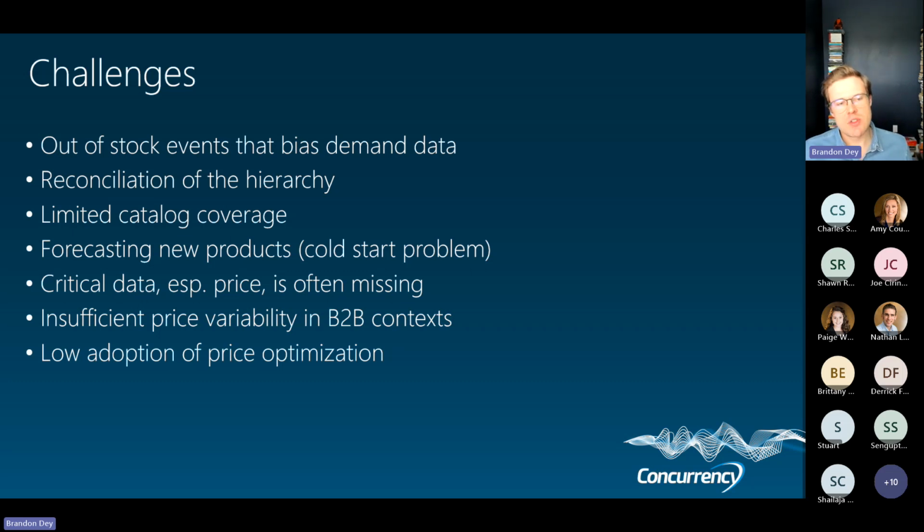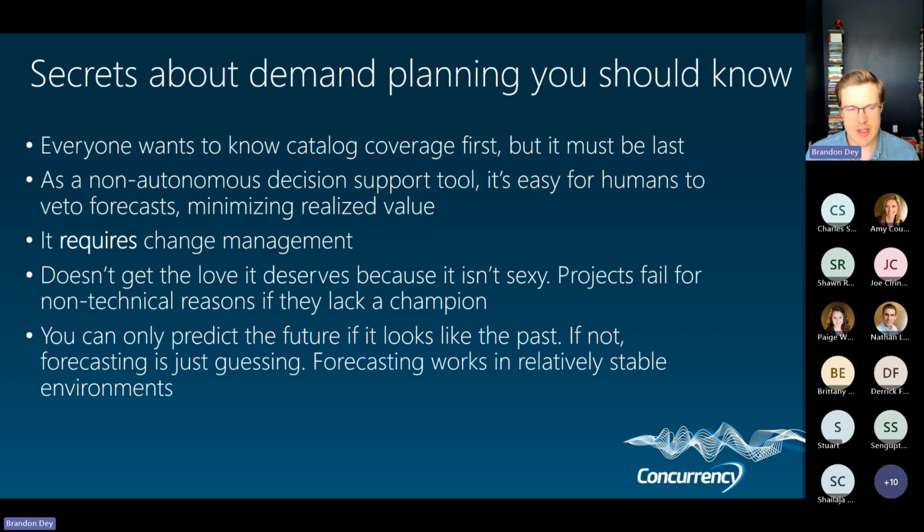Another challenge is what's called the cold start problem. How do you forecast the future of a product that has no past, it has not existed? There are ways to address that, but it is still a notorious thorn in people's side. Critical data is often missing. This is especially true for price, for reasons I've talked about before. This happens in B2B context quite a bit. And then there can be low adoption of price optimization for a variety of reasons. It's kind of complicated. Everybody has different opinions about how the business works and how you should price things. Not insurmountable, but just a challenge to address.